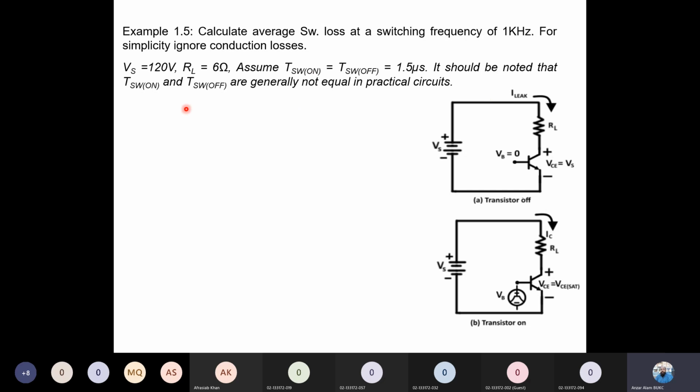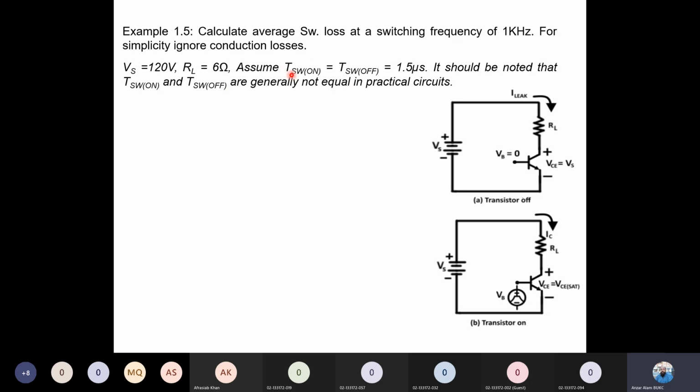It should be noted that T switch on and T switch off are generally not equal in a practical circuit. Someone asked whether both waveforms would be the same or have ripples. The fact is that these two will not be equal, but for the sake of simplicity, as I said, we are just undergraduate students, not doing any high-level power electronics research or practical hi-fi things, so we will rely on the fundamental assumptions and go through.